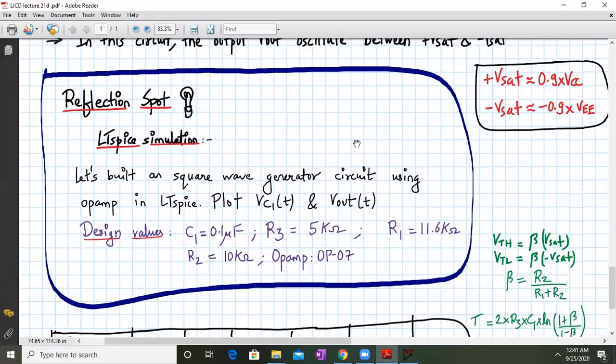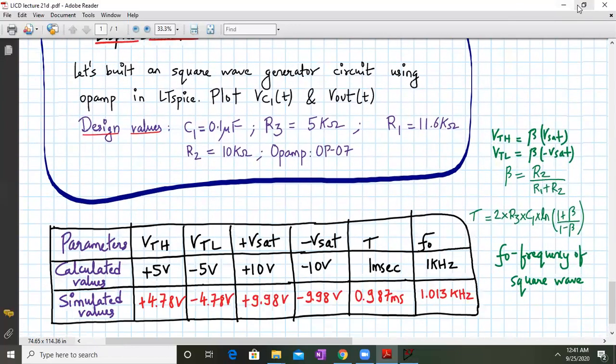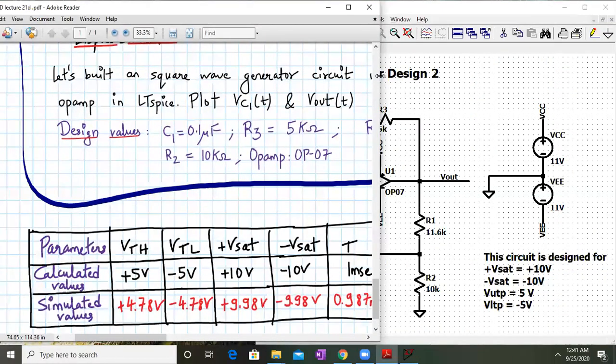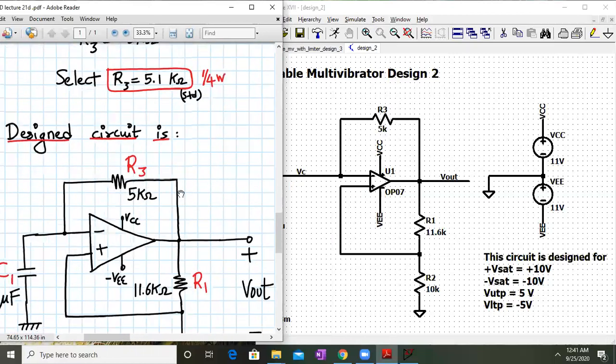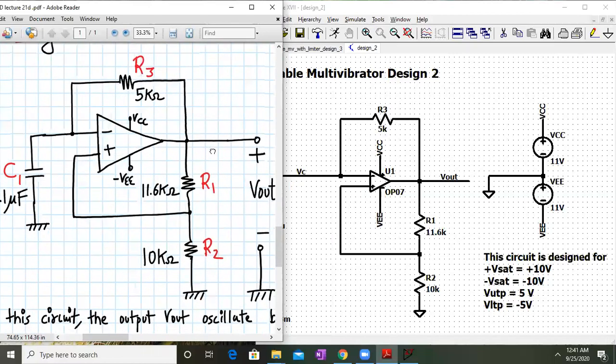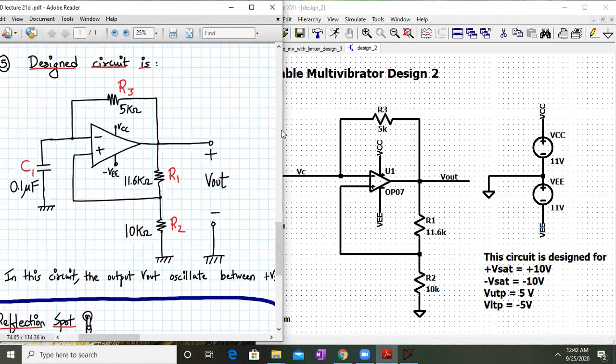So we will be building a square wave generator using op-amp OP07, and we'll plot VC of t and V out of t and observe whether we are getting correct answers or not. So let us start. Okay, let me go back to the design circuit. Okay, I guess now it is visible.